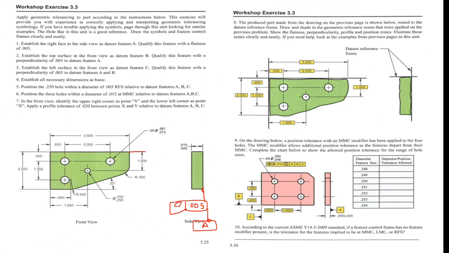Then next, the top surface of the front view as datum feature B, and the perpendicularity with datum feature A. So this is the perpendicularity sign of 0.005 with datum feature A. Then this is my datum feature reference frame, and I can call it my datum feature B.